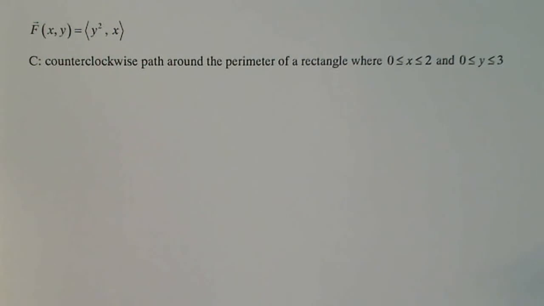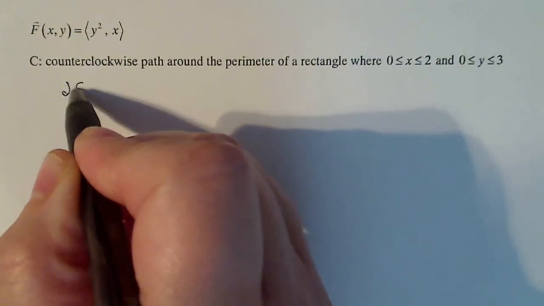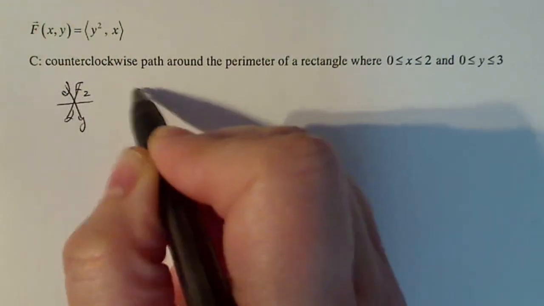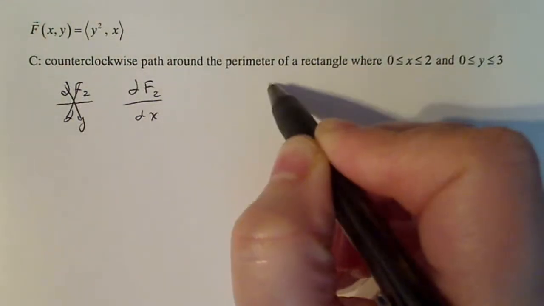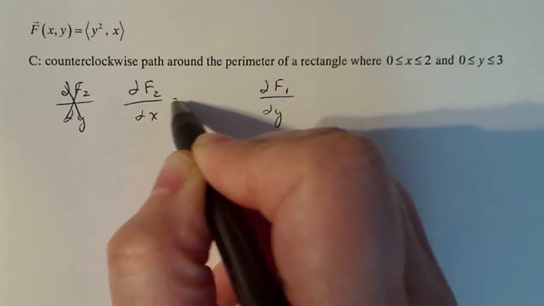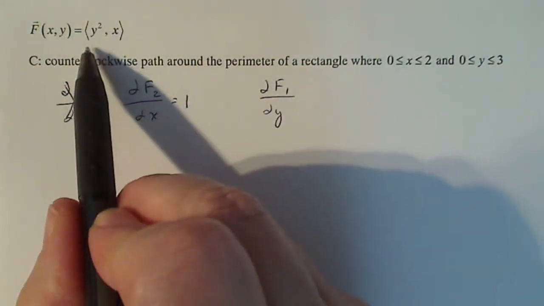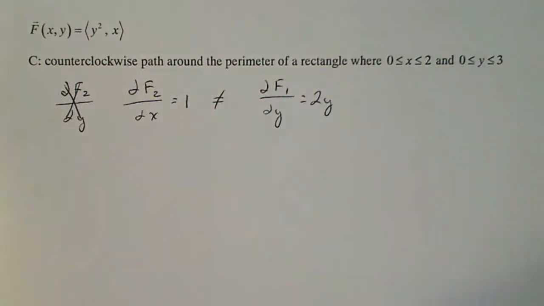One of the first things that you want to do is check to see if your f is path independent. So I'm going to take the partial of f2 with respect to y. Nope, partial of f2 with respect to x. Sorry about that. And I want to compare it to the partial of f1 with respect to y. Partial of f2 with respect to x is 1. Partial of f1 with respect to y is 2y. They are not equal, so they are not path independent.